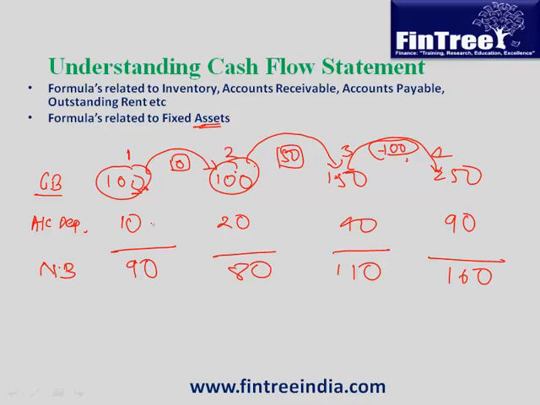What is the depreciation expense for year 1? Year 1 depreciation expense is 10. What is the depreciation expense for year 2? It's the increase in this amount, which is 10. Depreciation expense for year 3 would be the increase in this amount, which would be 20, and depreciation expense in this year is going to be 50. So the amount by which your accumulated depreciation increases, that's your depreciation expense for that particular year.